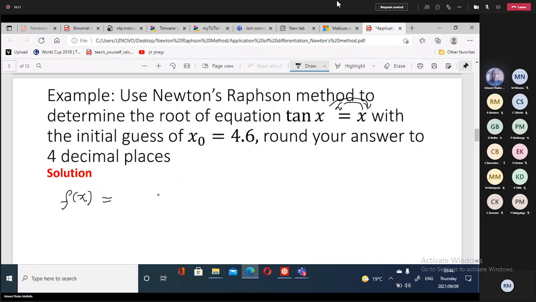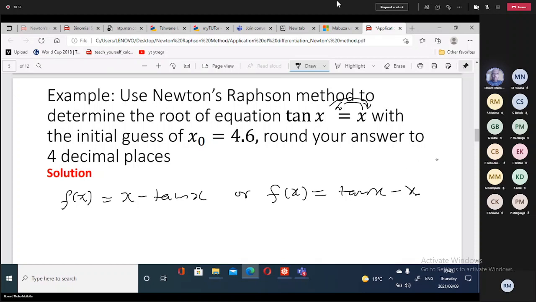I'll check in my solutions which one I have done. At the end, you'll arrive at the same solution, so it doesn't matter which one you use. Let's say we have x minus tan x, or you can use f(x) equals tan x minus x. It doesn't matter. Any one of them must work.